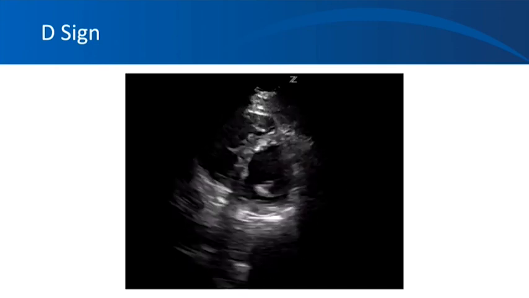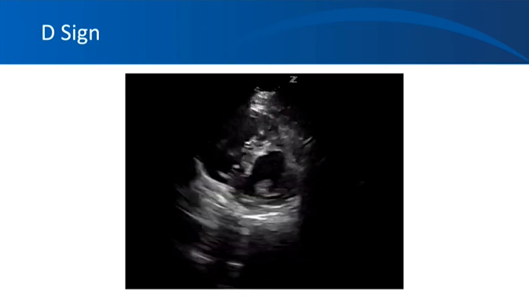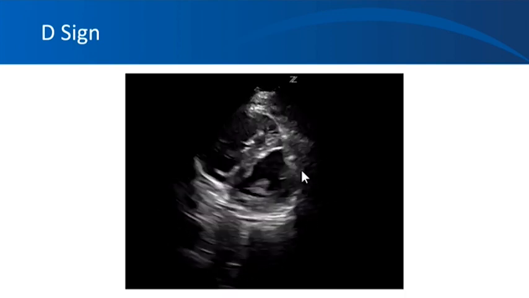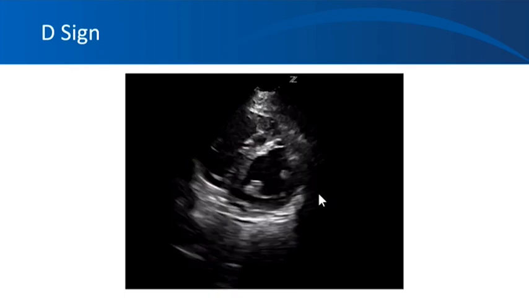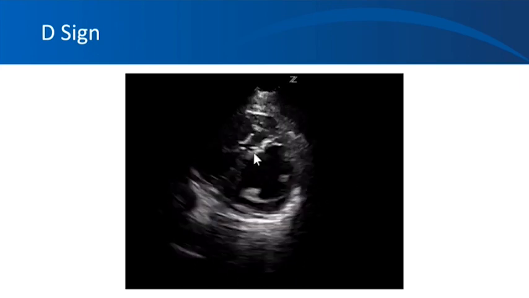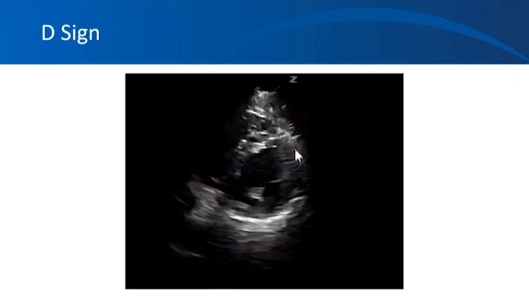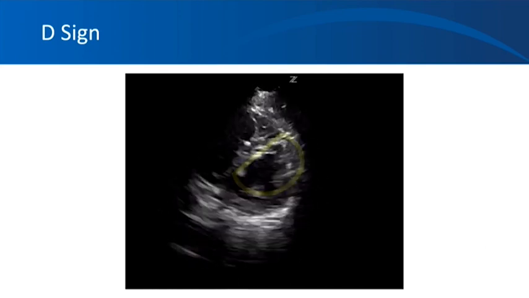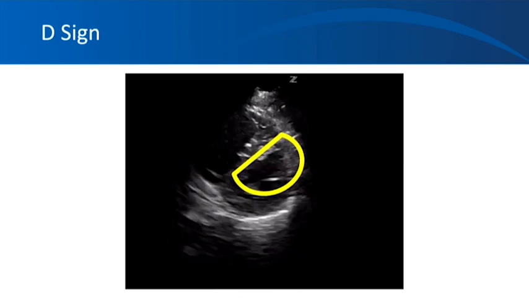And here is an example of D sign, where you see there is right ventricular pressure overload. Normally in the parasternal short axis view, which is this view, we are supposed to see a nice circular donut-like left ventricle. But here you are seeing this left ventricle has become like a D and not circular anymore. That's why it's called D sign. And this might be indicative of pulmonary embolism.